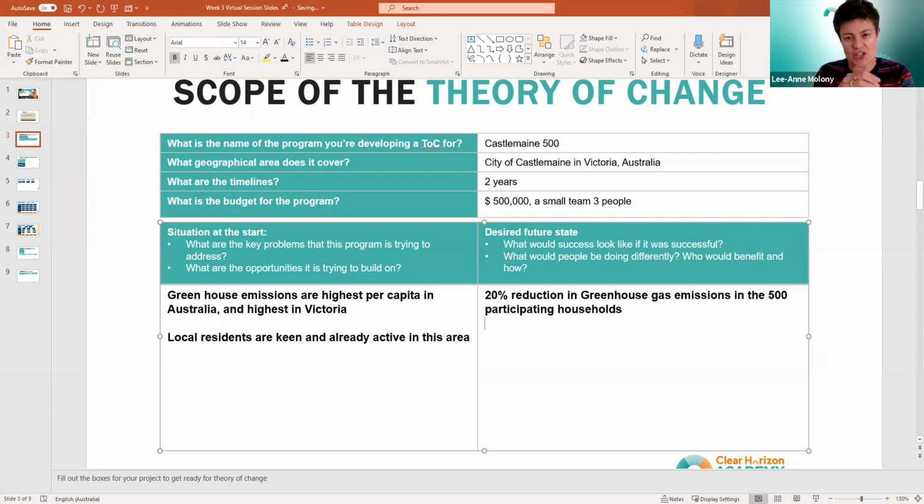And I think we're pretty much there. A 20% reduction in greenhouse gas emissions in 500 participating households is definitely a great definition of success. I think what you're saying, what would people be doing differently? They might be using alternative sources of energy, solar, green, initiating green agricultural development. Yeah, I'm not sure if that would reduce household energy use, but possibly.